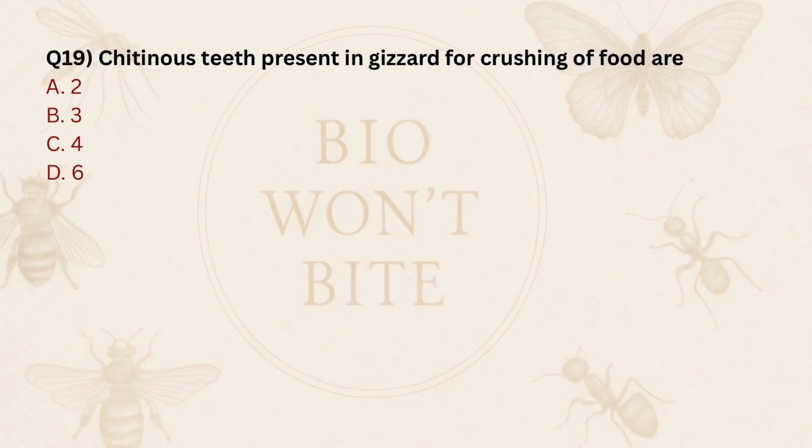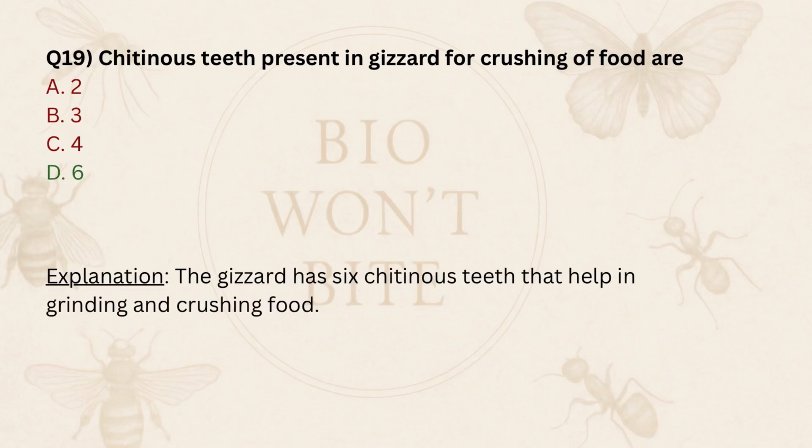Number 19. Chitinous teeth present in gizzard for crushing food are. Option D, 6 is the correct answer. The gizzard is a muscular grinding organ that has 6 chitinous teeth. These teeth crush and grind the food into smaller particles, making it easier for digestion.